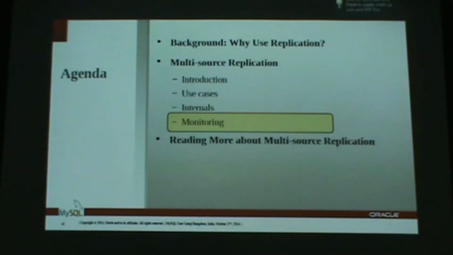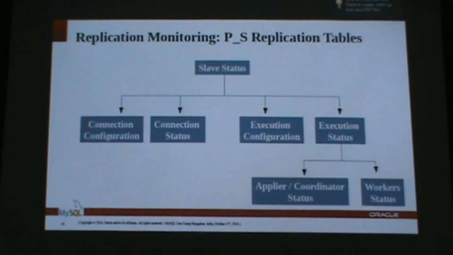Okay, now coming to the monitoring part. I think you asked for the monitoring, right? In 5.7 we introduced performance schema replication tables, which are mainly for monitoring purposes. We have introduced mainly 6 tables: connection configuration, connection status, execution configuration, execution status, and for the multi-threaded slave we have 2 more tables.